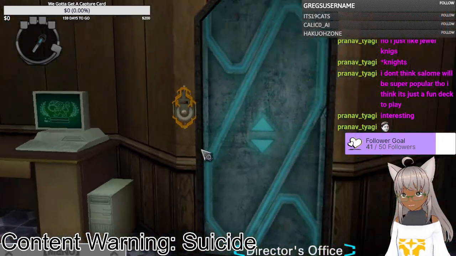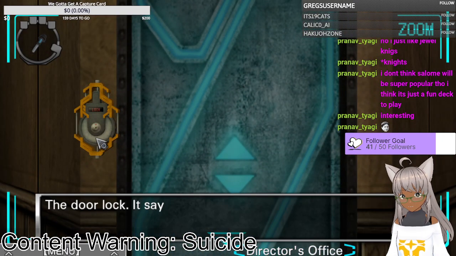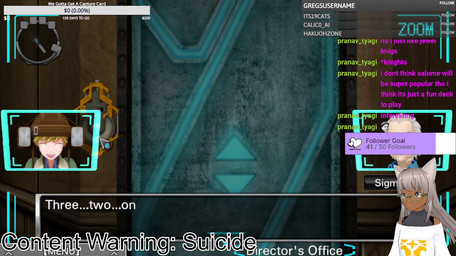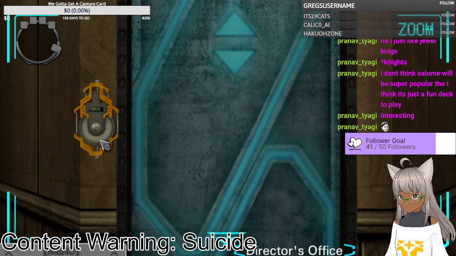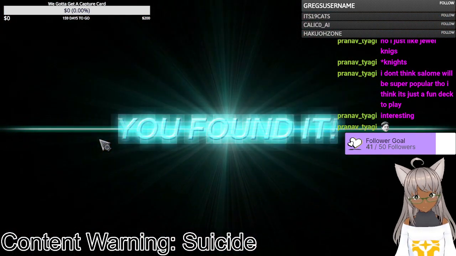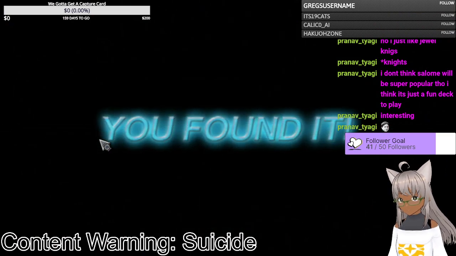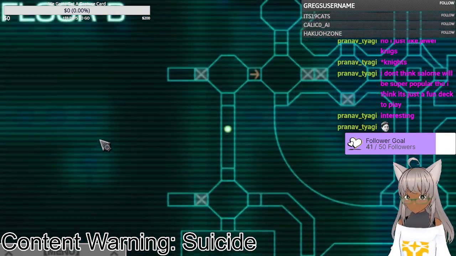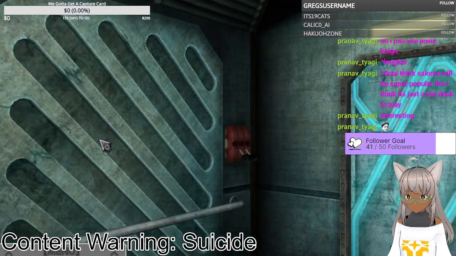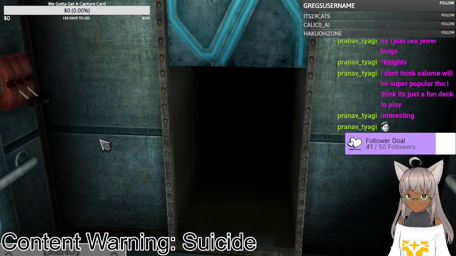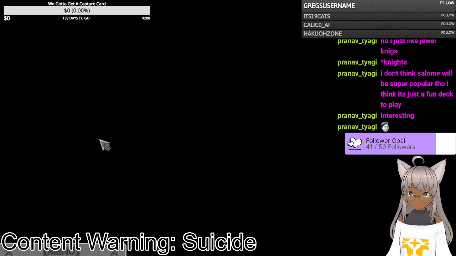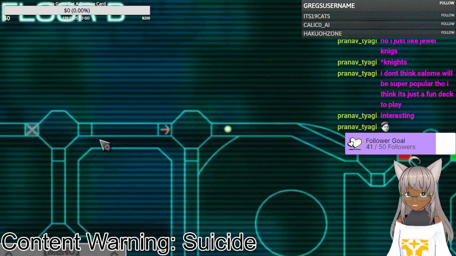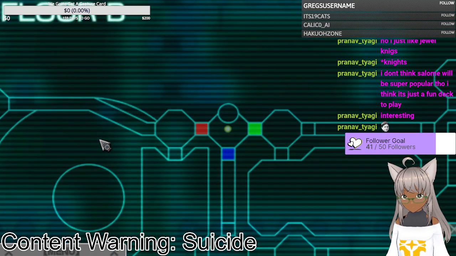I kind of thought that maybe something would unlock on the computer after we solved that last puzzle, but it didn't. We just got the secret file right away. Okay, what's next? We're about to head through a one-way door. Oh, and then we just loop back out to the elevator. Okay.